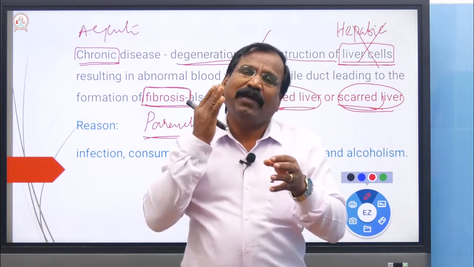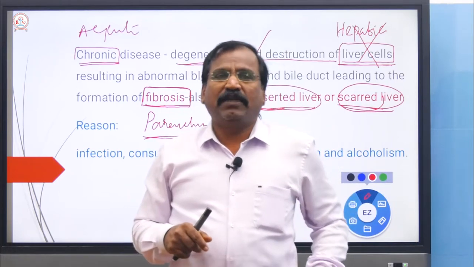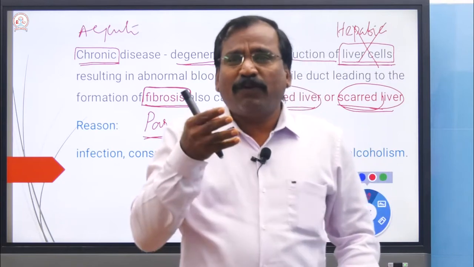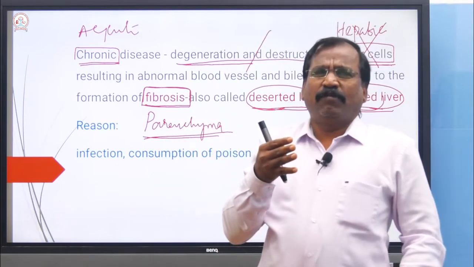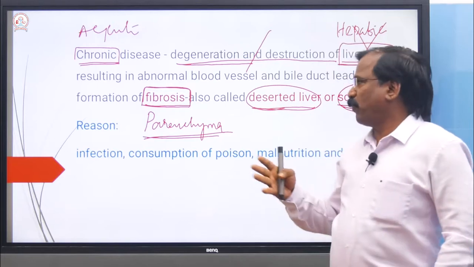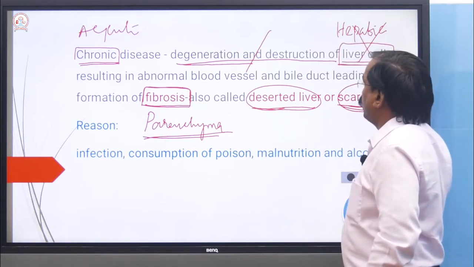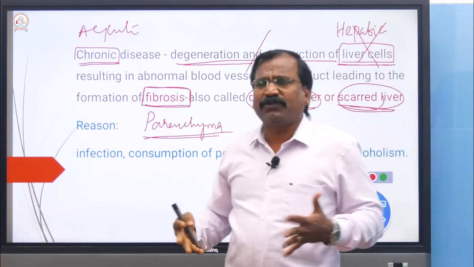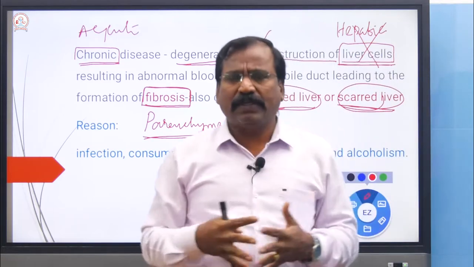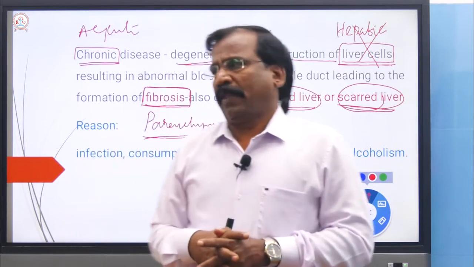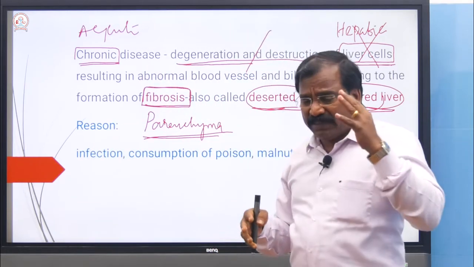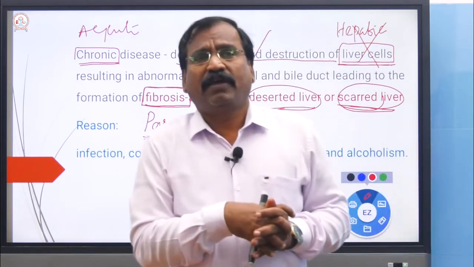So the scar is different from the normal cells, normal tissues. Fibroids are produced, and that is called scarred liver. So the liver totally loses its capacity. This is a most serious, dangerous disorder.